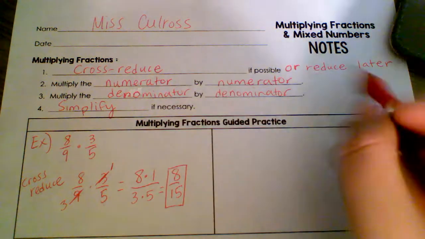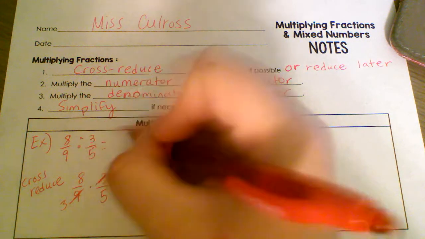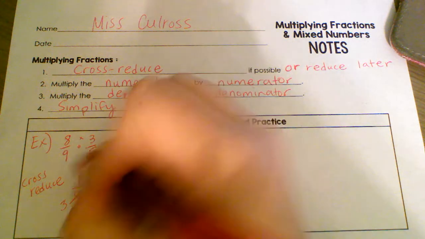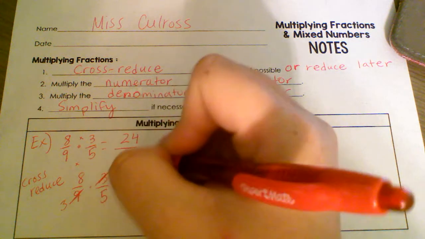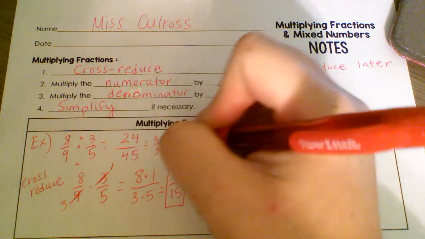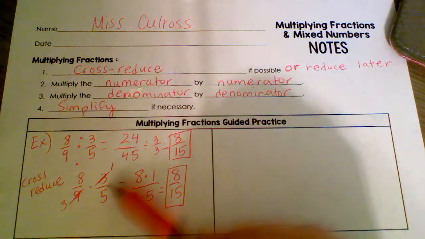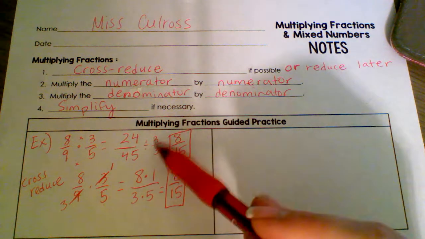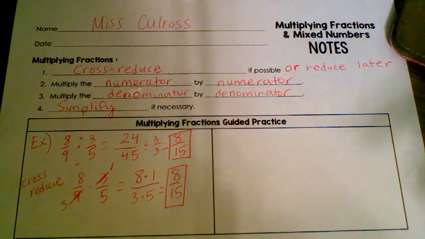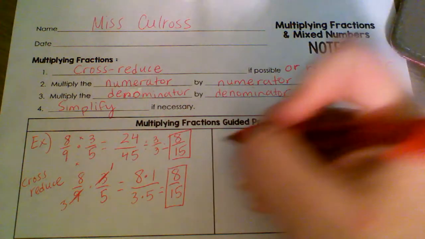Okay, if I would have just reduced later, again, I'm going to multiply across. 8 times 3 is 24. 9 times 5 is 45. Both of these are divisible by 3. And again, I get 8/15. So either way, I prefer this way, but if this way helps you out, go for it. All right, next example.